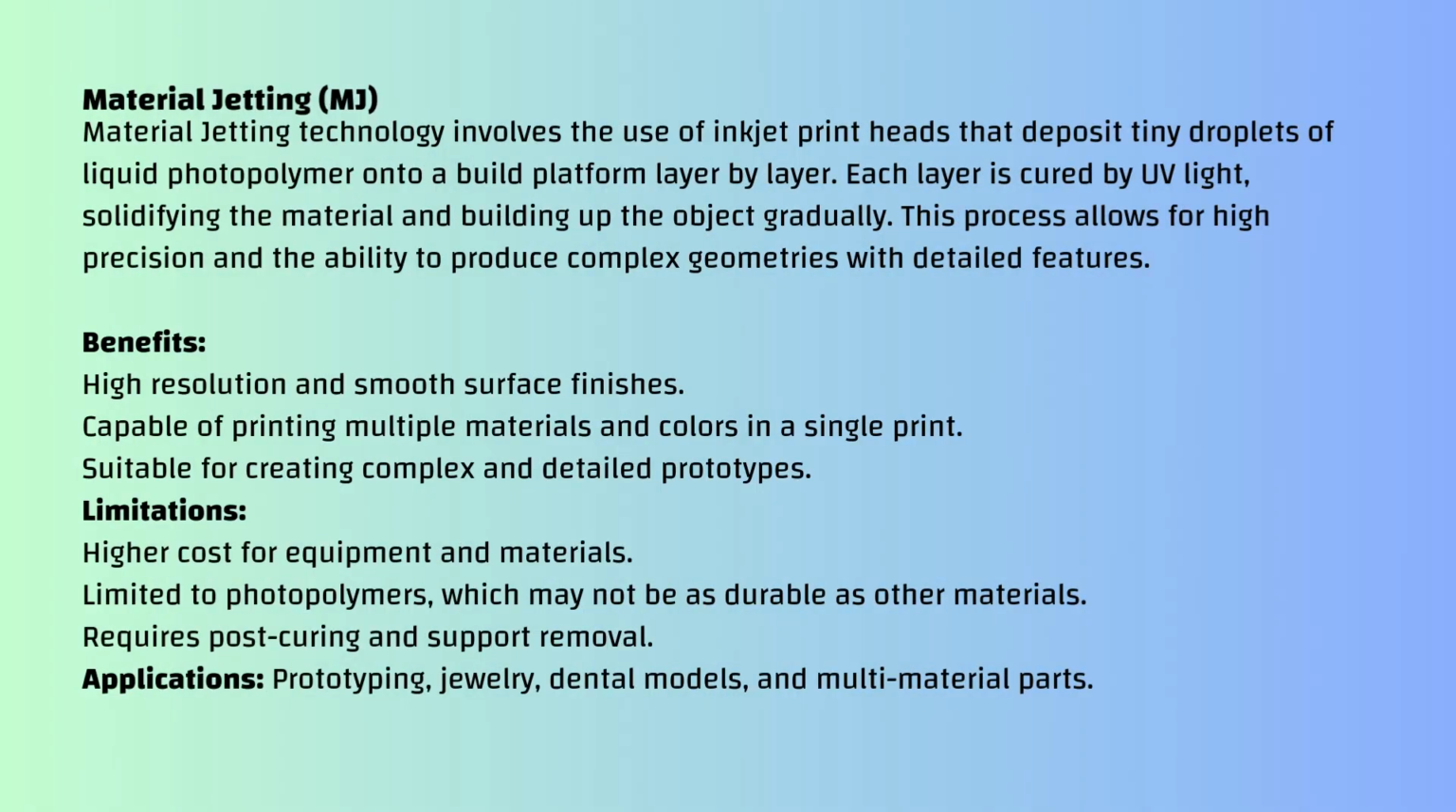Material jetting works similarly to an inkjet printer, but instead of ink, it deposits droplets of photopolymer resin which are instantly cured by UV light. The process can use multiple print heads to jet different materials, enabling full-color, multi-material prints. MJ delivers extremely high resolution and surface quality, making it ideal for presentation models, dental applications, and realistic prototypes. However, the printed parts are often brittle and require support structures, which must be removed manually.